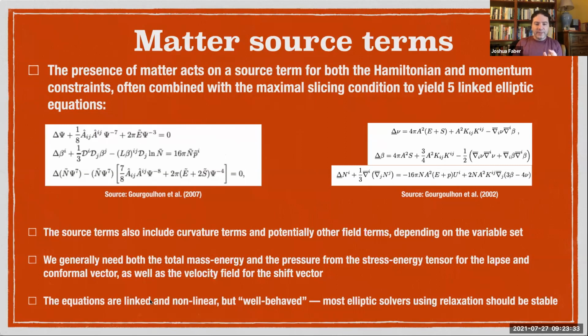That's essentially a momentum source term. So our source terms involve matter and extrinsic curvature and possibly other field terms. There are many different ways to write it depending on which variables you want to be solving for. One important thing: you generally need the total mass energy and the pressure from the stress energy tensor when you're solving these equations. You can't do it from one hydro or thermodynamic variable alone. You need the full set. The equations are linked. They're not linear, but they really are well behaved. Most elliptic solvers that solve these using relaxation techniques should be stable for these configurations. The elliptic solver is often, in weird ways, the least of your problems.